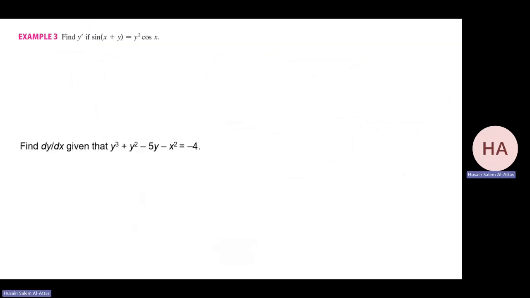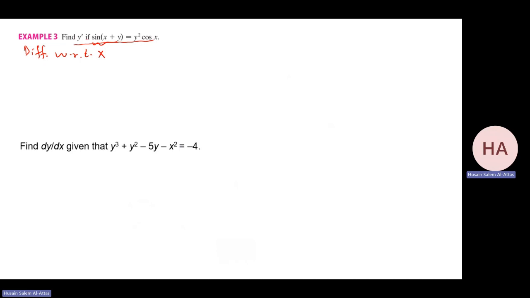So let us do some problems. Find y prime if sine of xy equals y squared cosine x. Very clear. It's an implicit equation. So differentiate with respect to x.